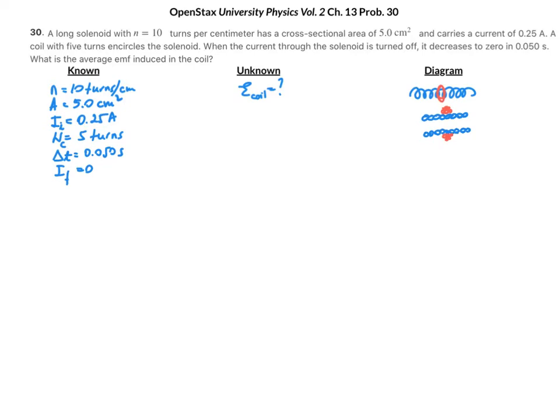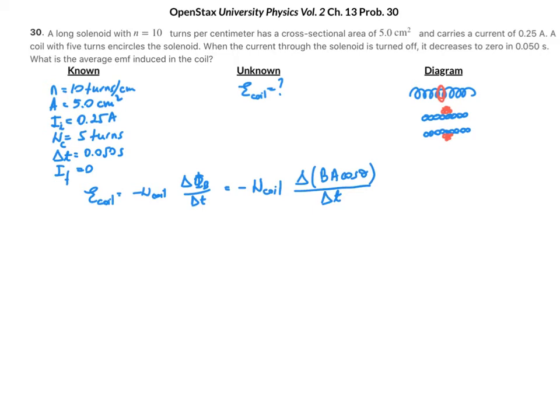So we're looking for an EMF, which means that the EMF in the coil is negative N coil delta phi B over delta t. So we have to use Faraday's law. So that is negative N coil delta phi B. So the magnetic flux is BA cosine theta, divided by delta t.